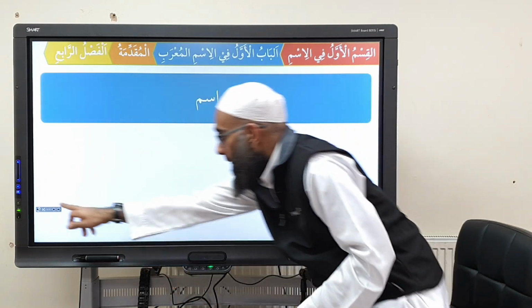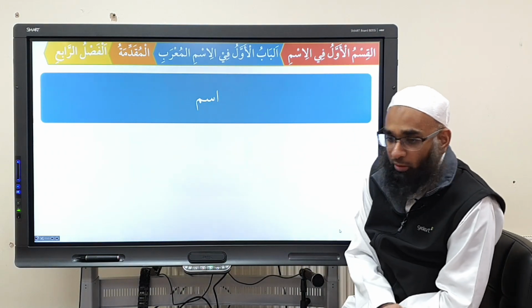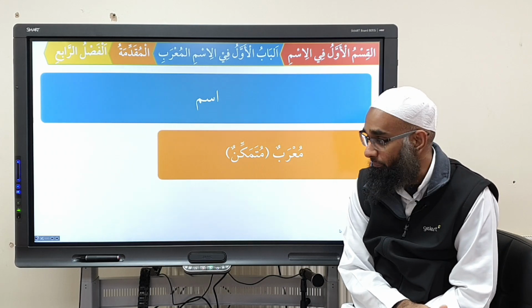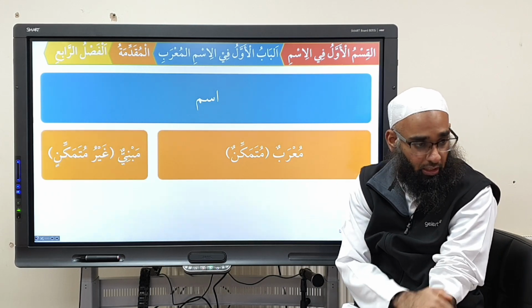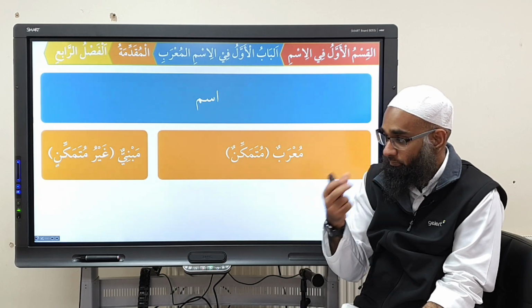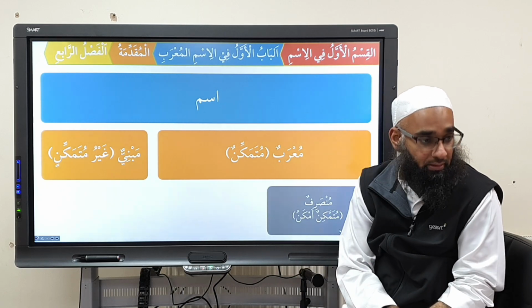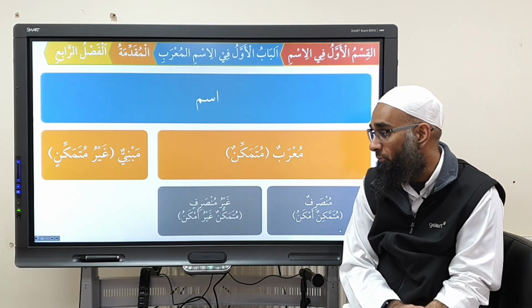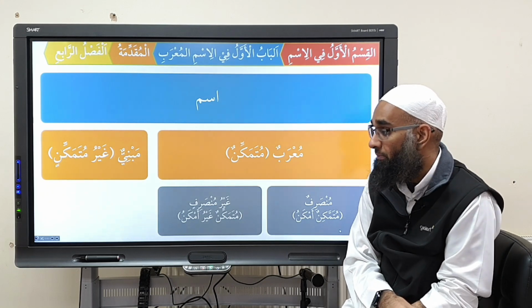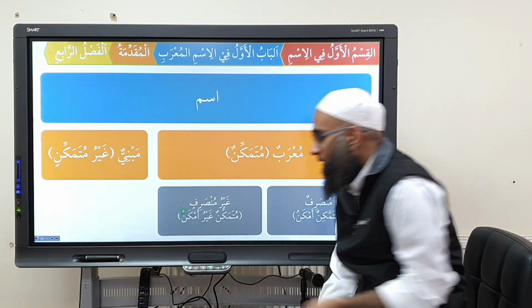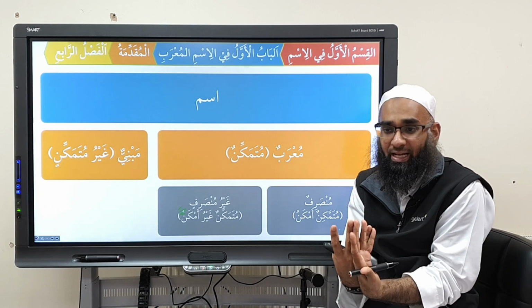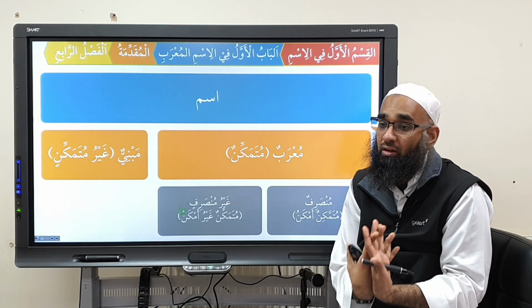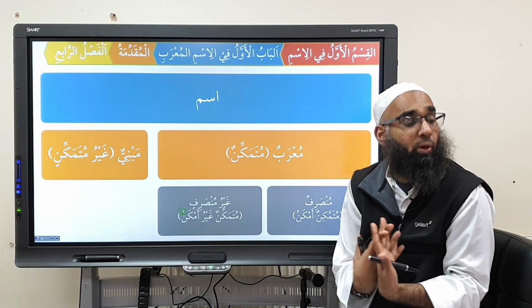So we have here a chart that came before, but to summarize it, we say Ism are 2 types: Ism Mu'rab, also called Ism Mutamakkin, and Ism Mabni, also called Ism Ghayr Mutamakkin. Now, in the Ism Mutamakkin, there are 2 types. The Munsarif is also called Mutamakkin Amkan. And the Ghayr Munsarif is also called Mutamakkin Ghayr Amkan. Why is it called Amkan? It gives lots of makan, meaning it allows all 3 harakat plus the tanween. And the Ghayr Amkan only allows Dhamma and Fatha, no Kasra.